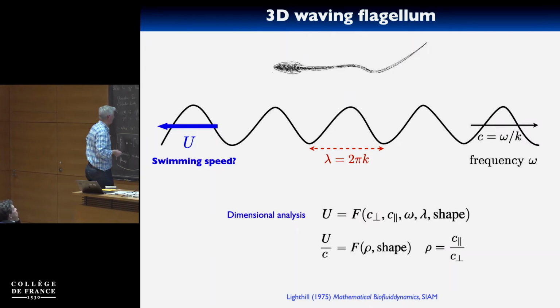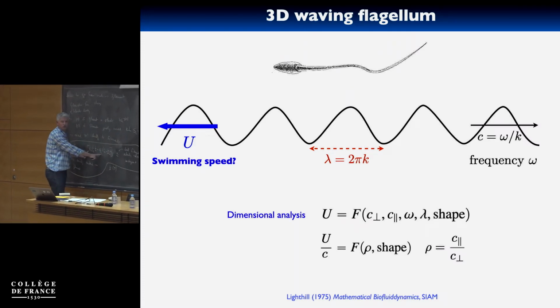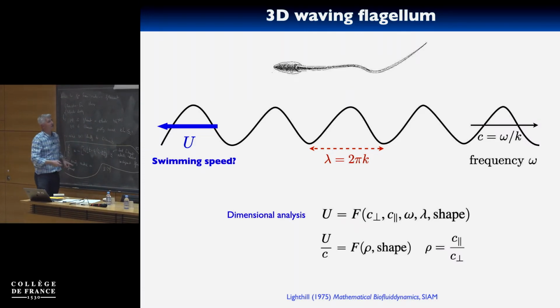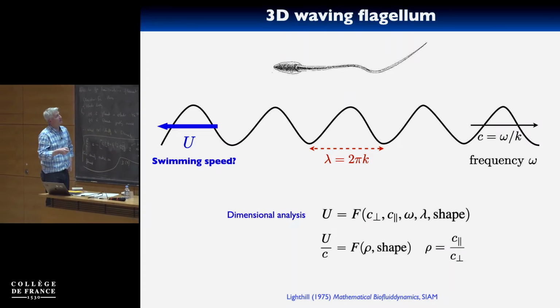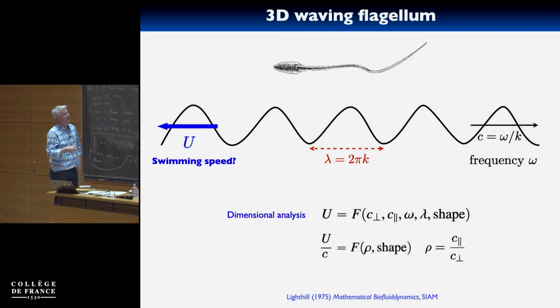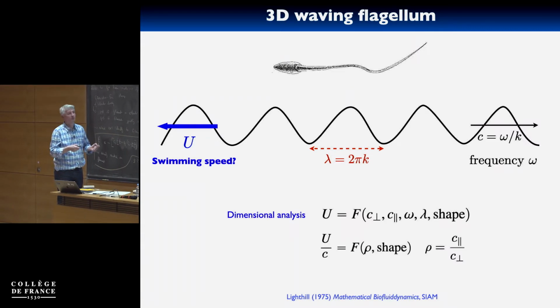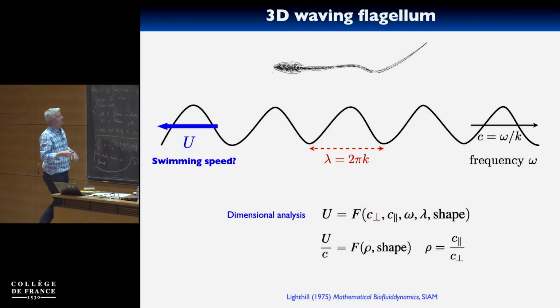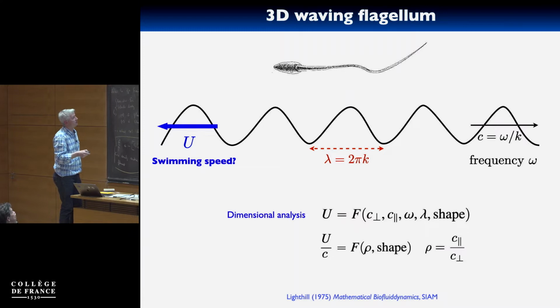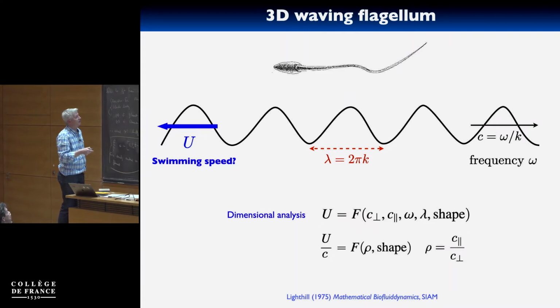Well, because all of the hydrodynamics is governed by those two drag coefficients, C parallel and C perpendicular, they have to come in somehow. Then it will be a function of the frequency of the wave, of the wavelength or the wave number, and then something that has to do with the shape, because with these four parameters given, that's not enough. Is it a sine wave? Is it a square wave? What is it?